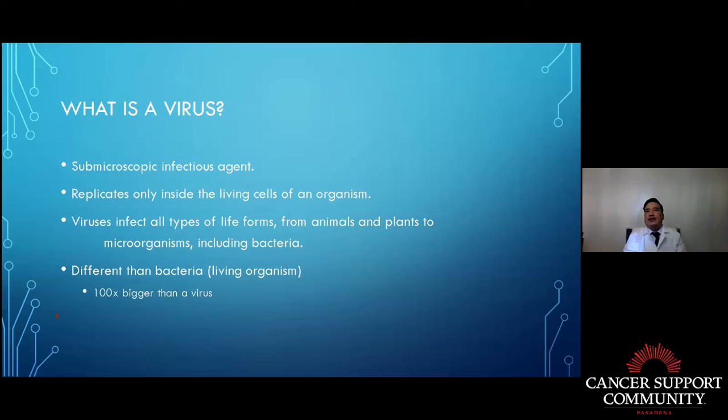So what exactly is a virus? It's kind of interesting. Most people don't exactly know what a virus is. They confuse it with a bacteria. They like to use generic terms like germ. What exactly is a virus? It's a submicroscopic infectious agent, and it can only replicate inside the living cell of an organism. Basically, a virus takes over a cell, injects its DNA into the cell, and uses the cell's machinery to start making its own proteins and replicating its own DNA, making more and more viruses, and finally kind of explodes and releases more virus that affects other cells. So it's quite scary what a virus can do.